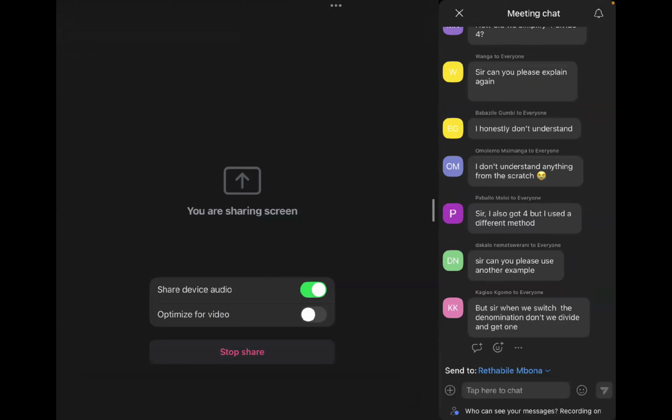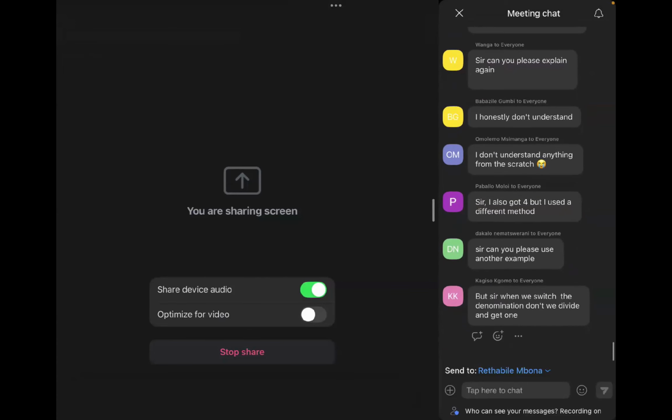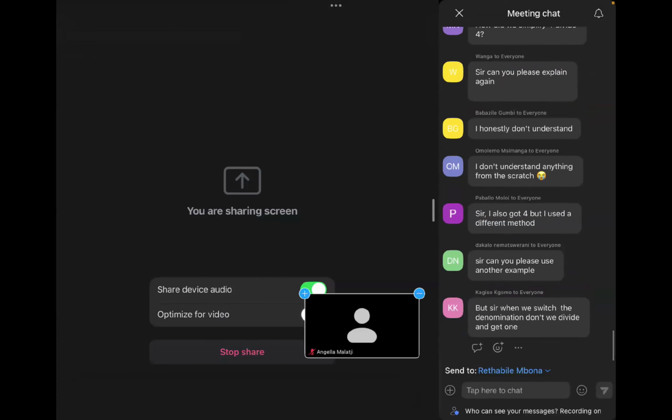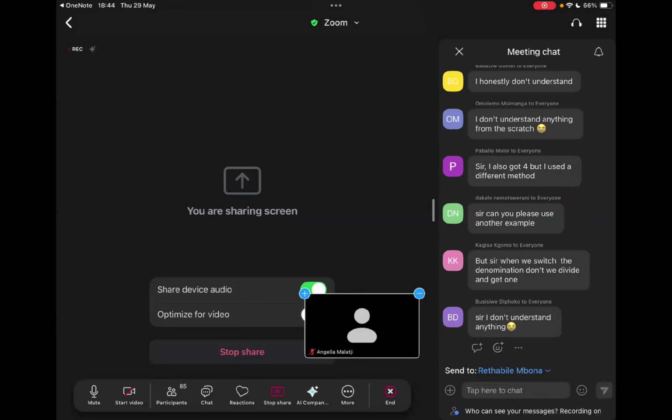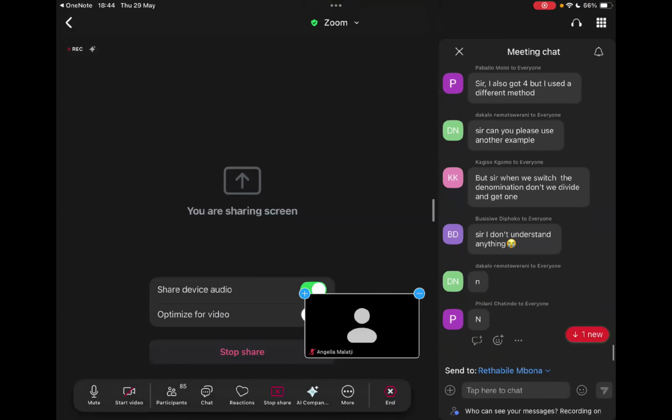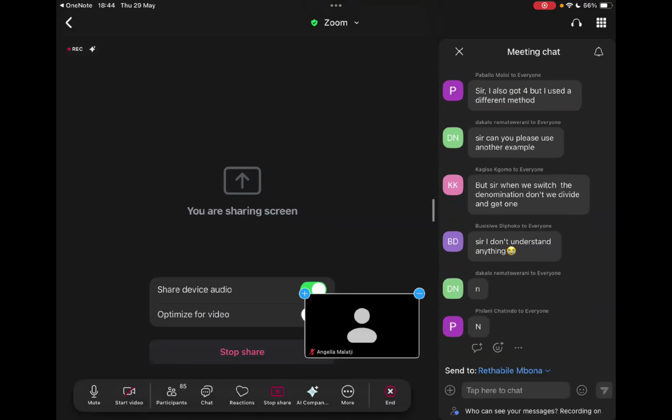Kahiso has a question. But sir, when you switch the denomination, I'm hoping you mean denominator, don't we divide and get 1? Kahiso, we don't divide and get 1. I hope that my recent explanation has just showed you how exactly we do that. Is everyone clear on this question? You can just put a Y for yes or N for no. Busisiwe, what exactly do you mean when you say you don't understand it? Could you clarify, please? As well as for those who say that they don't understand.